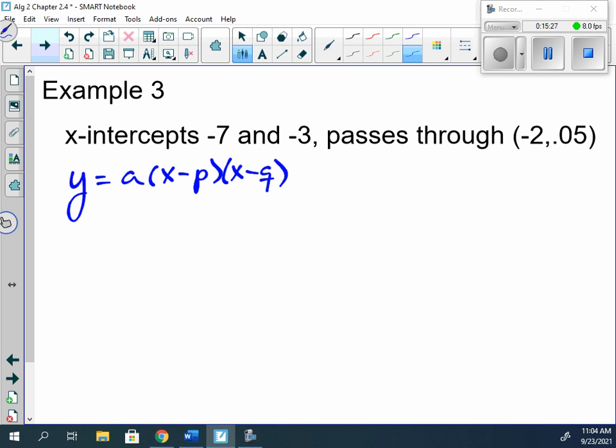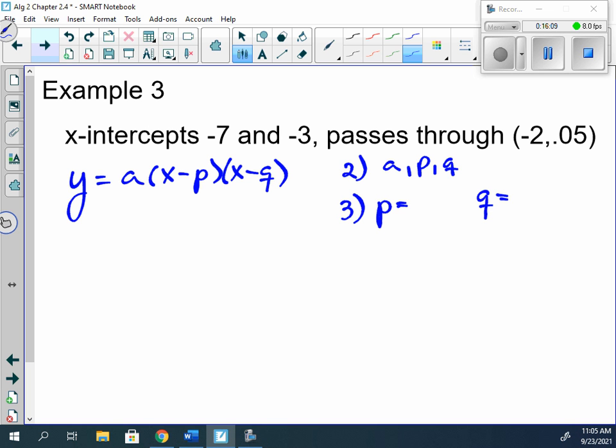Now, well, step 2, what variables are we using? A, p, and q. Well, we do know the values of p and q. What is the value of p? What do y'all think? What is p? Okay. Does anybody disagree with the -7? Could it be -3?